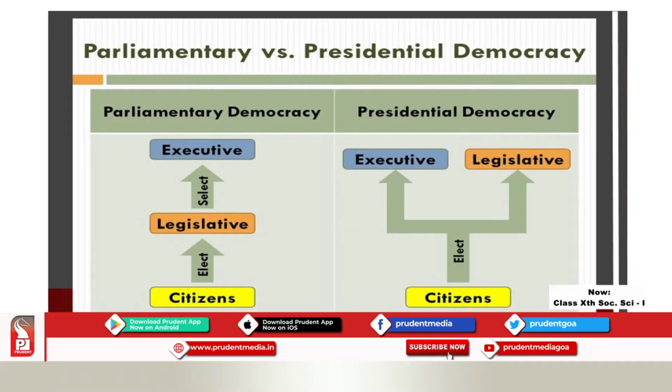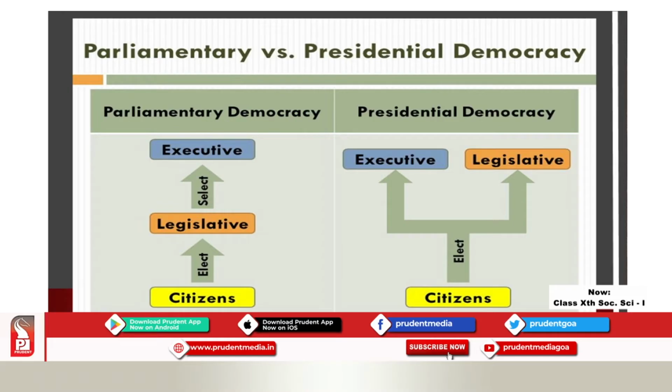There are two models of legislative structure. One is the parliamentary model, the other one is the presidential model. In the parliamentary model, the executive is selected from among the legislature. Hence, the executive is answerable to the legislature.